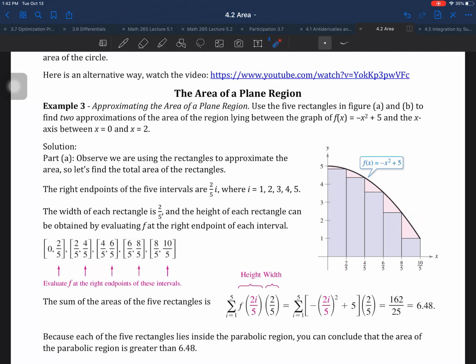So are you guys okay with that? We're finding the area under the curve. Now, the way we're going to do this, instead of using triangles, we're actually going to use rectangles. In fact, if you think about it, a lot of the formulas from geometry came from rectangles.